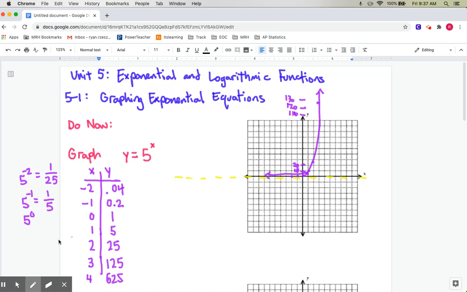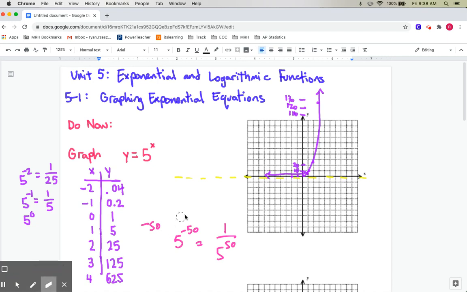Think about if I plugged in, for example, a negative 50. Say my x value was negative 50. Well, that would mean I would have to do 5 to the power of negative 50. Well, that's 1 over 5 to the 50th. And that's an absurdly large number right here. 1 divided by a giant number still doesn't make 0, but my calculator is eventually just going to give up and round it to a 0.